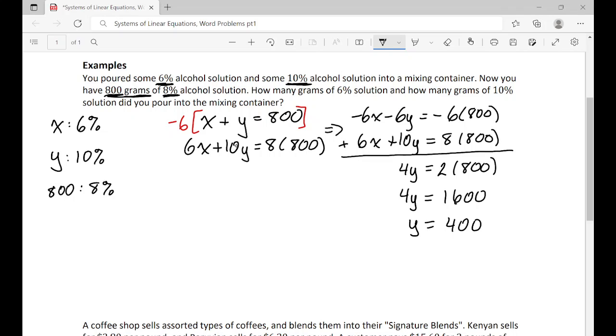You can plug it back into the second equation or the first equation, whichever you think is easiest, and I think the first one's easiest because it's smaller numbers. So x plus 400 equals 800. Subtract the 400 over, x equals 400.